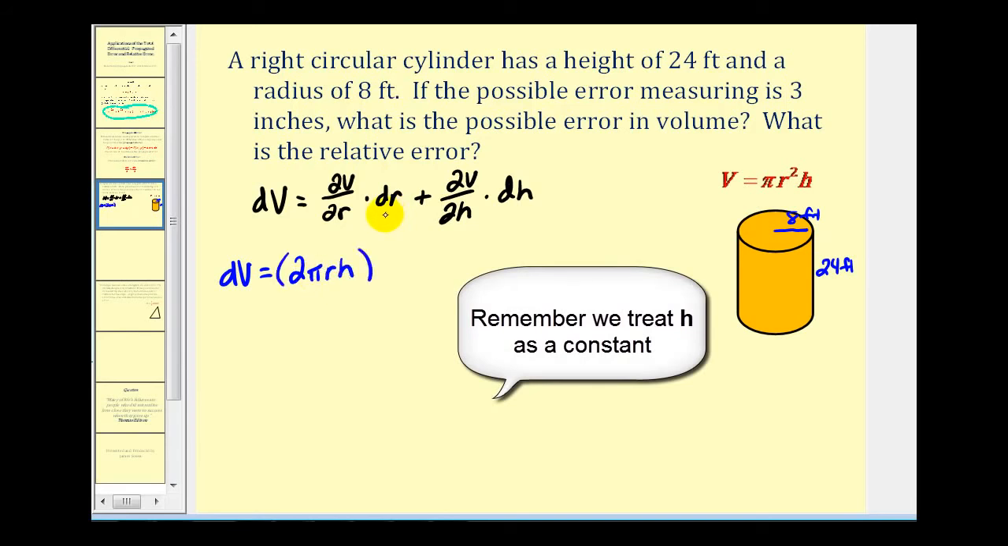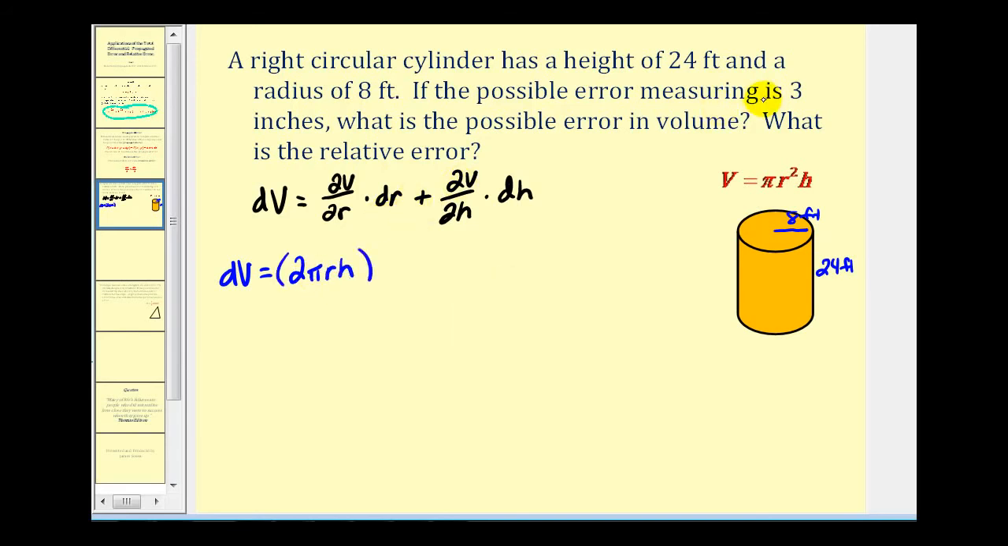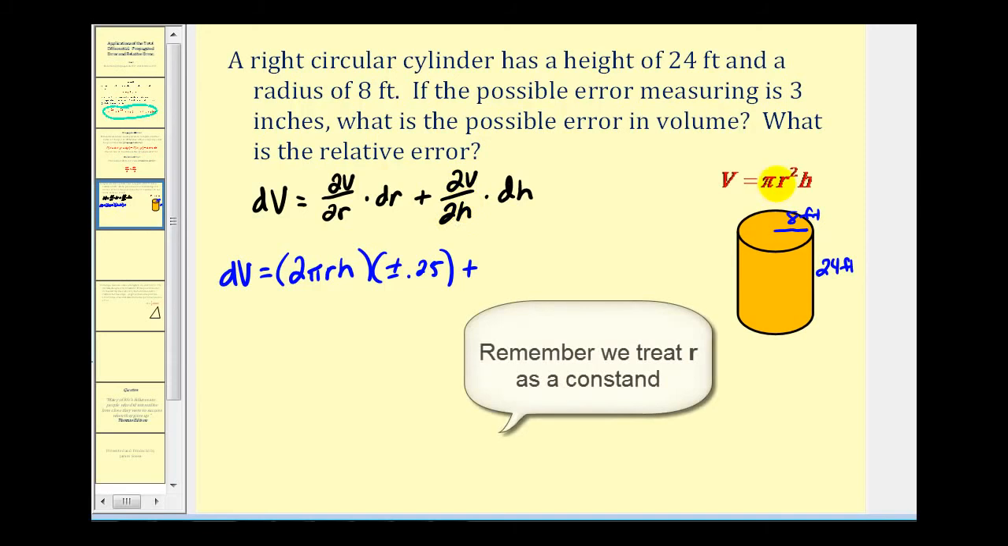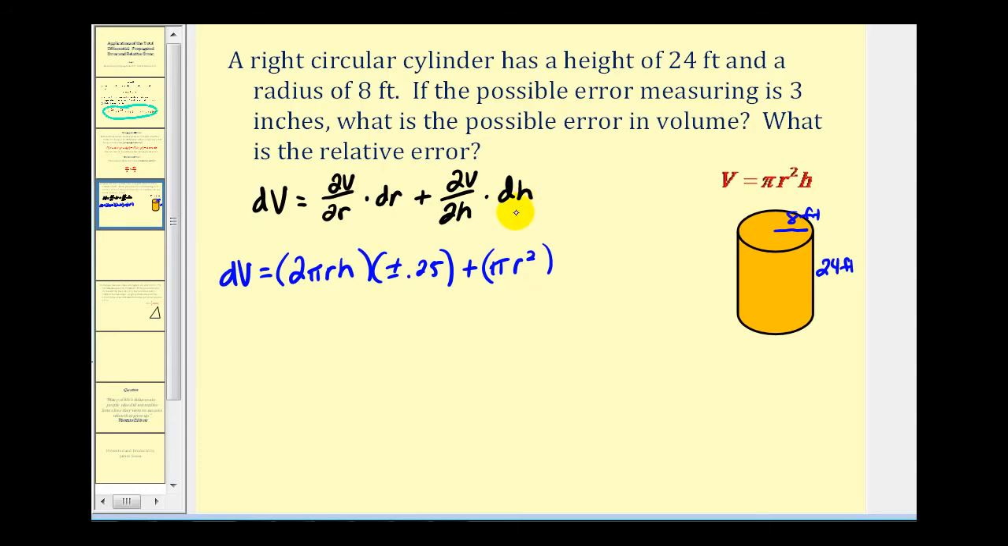times differential r. Remember, measuring r can be off by up to 3 inches. Well, these measurements are in terms of feet. So 3 inches converted to feet would be 3/12 or 1/4 of a foot. So differential r would be plus or minus 0.25 plus the partial derivative of v with respect to h. That's going to give us pi r squared times differential h. And again, the measurement is still off by as much as 3 inches, which would be plus or minus 0.25 feet.